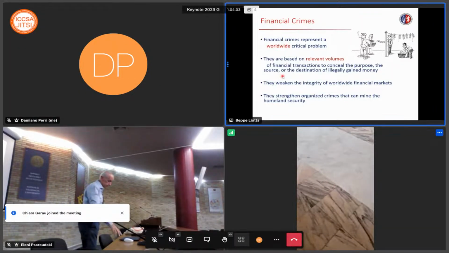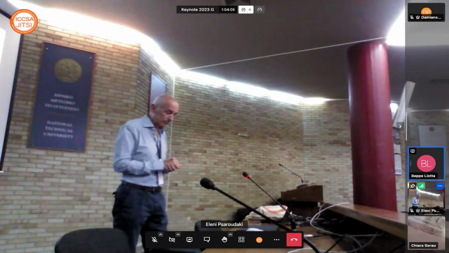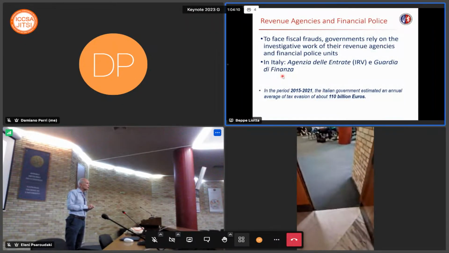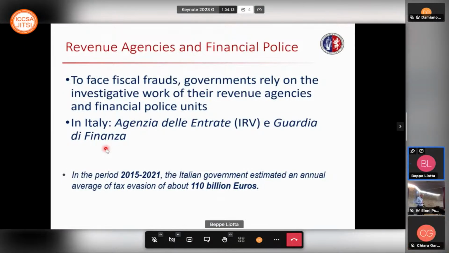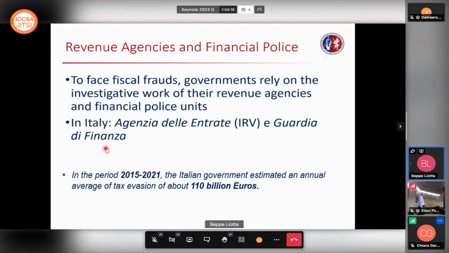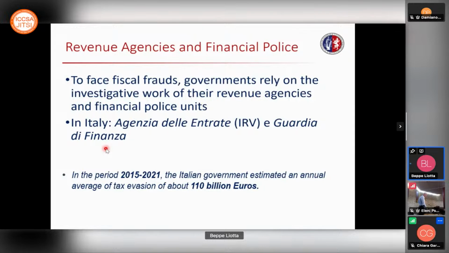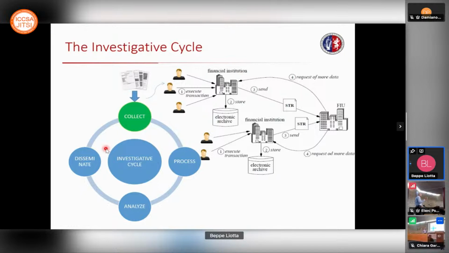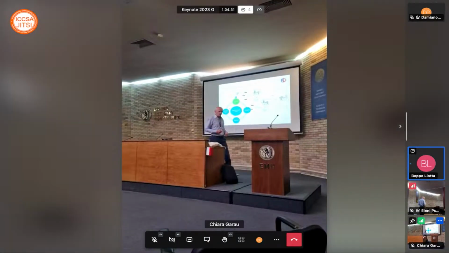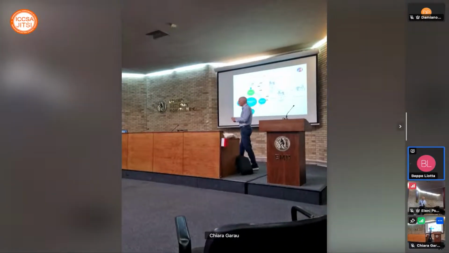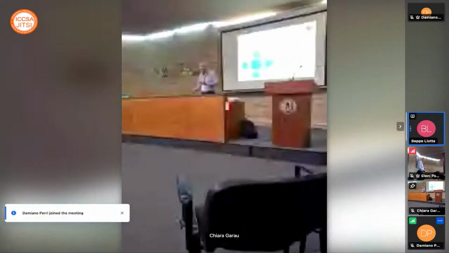And in Italy in particular, this is a particularly relevant problem. In the last years, more than 100 billion euros is lost to tax evasion. And what does the Italian Revenue Agency, called Agenzia delle Entrate, do with the financial police? They collect large amounts of data in different ways from different sources: documents, information on the web, and so forth. And then they process this data. That is, they understand what it represents and the relationships between the data.